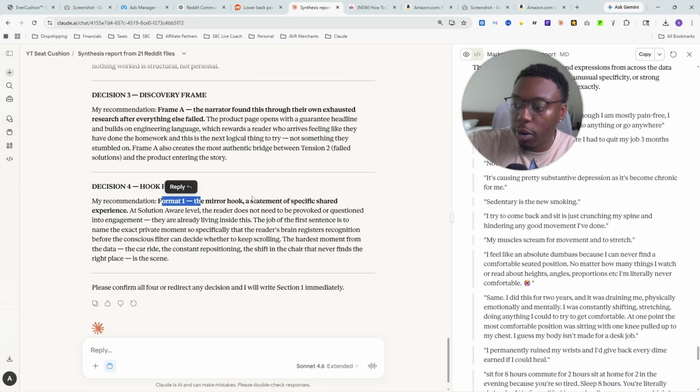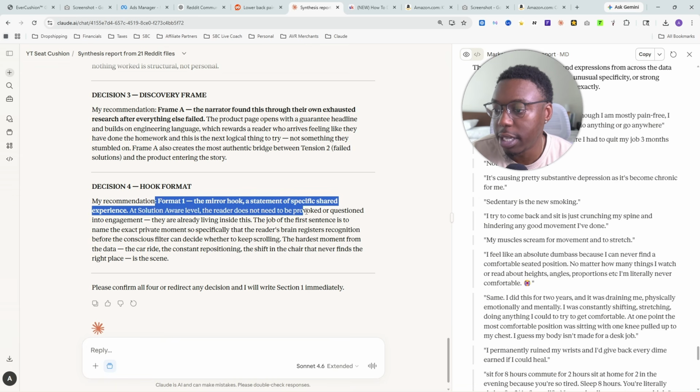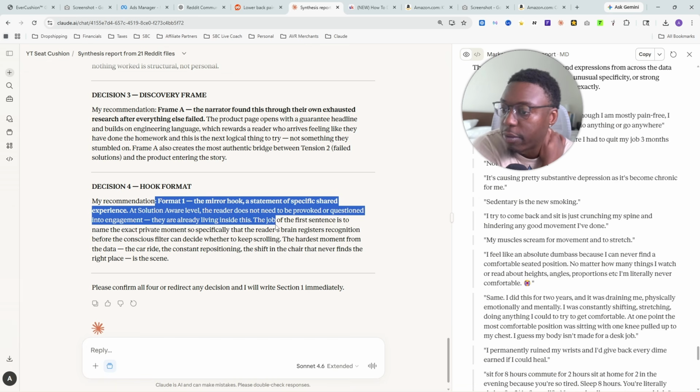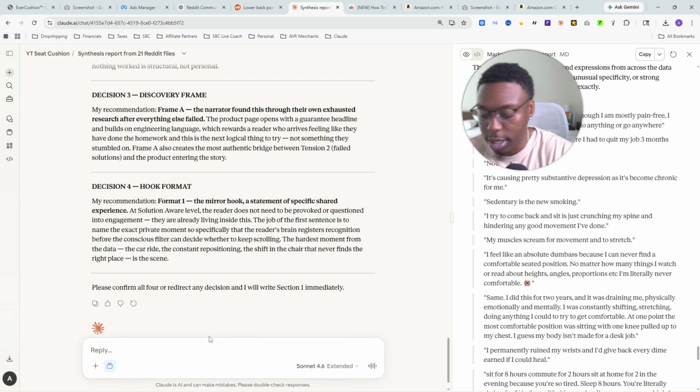So it's going to go through and give us the recommended format based off of the different options of storytelling that we have. So format 1, the mirror hook, a statement of specific shared experience. At solution aware level, the reader does not need to be provoked or questioned into engagement. They already are living this. The job of the first sentence is to name the exact private moment. So specifically that reader's brain registers recognition before the conscious filters can decide whether to keep scrolling. That sounds good to me.